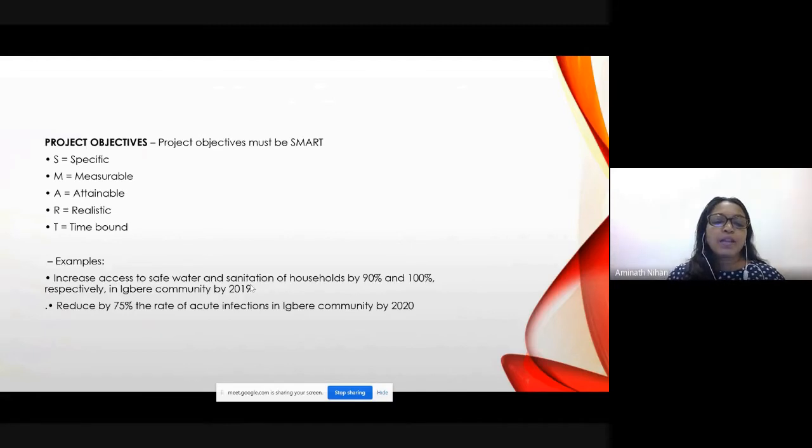So again, time bound means by 2019. So there's a clear target to achieve, right? So that's how you write a specific, measurable, attainable, realistic, and time bound objective, meaning a SMART objective. So think about your project, the different elements of it, the duration of it, what you're trying to achieve, how you are going to measure its success. All these things together, you can write an objective. Reduce by 75% the rate of acute infections in Egbeya community by 2020. Again, specific, right?